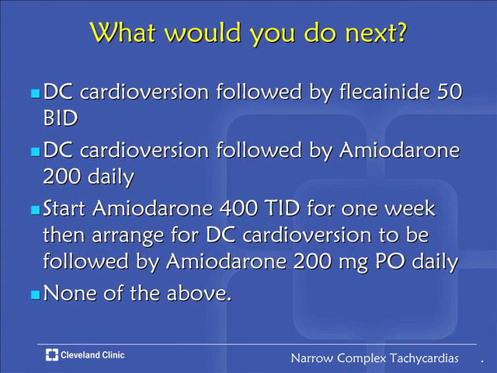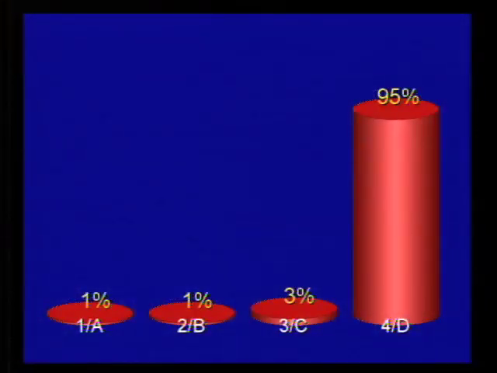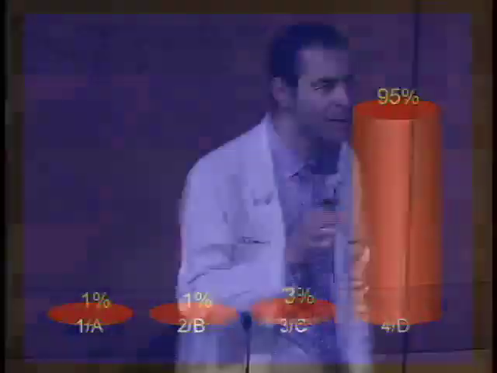Are you going to cardiovert her and give her an antiarrhythmic medication? Are you going to cardiovert her and give her amiodarone? Are you going to start amiodarone and then cardiovert her? Or are you going to leave her alone? Excellent. We're going to leave this lady alone because, again, the only reason we cardiovert somebody is for symptoms.